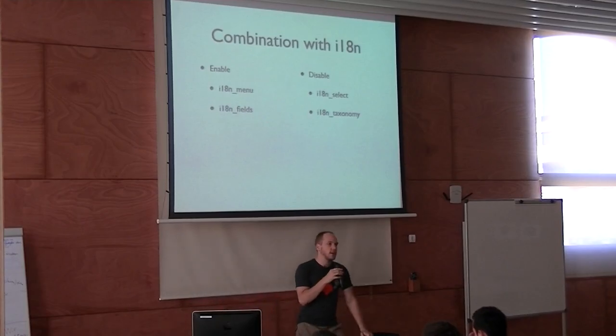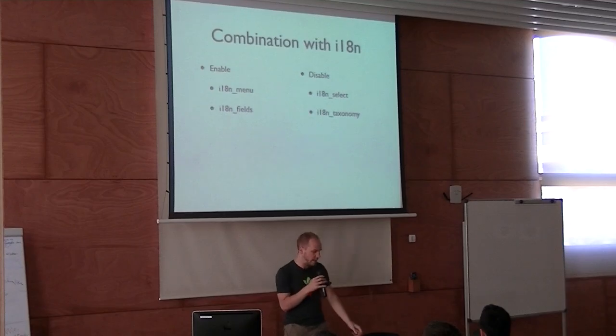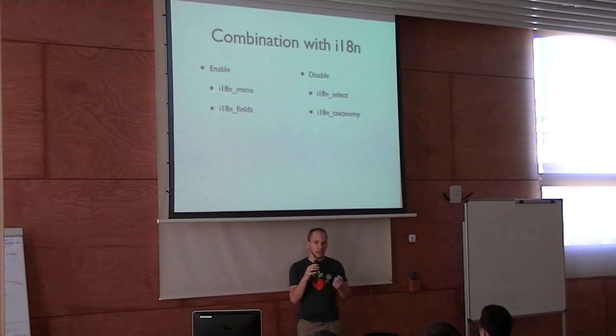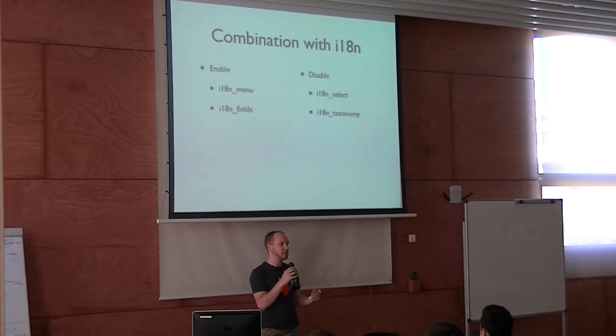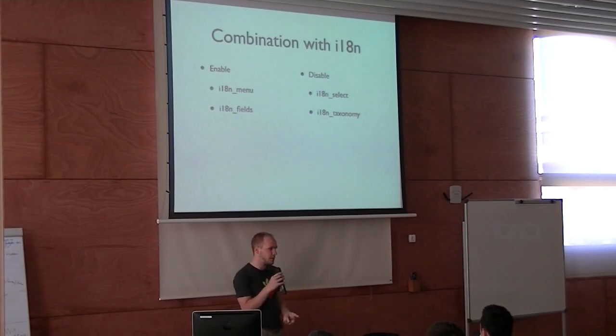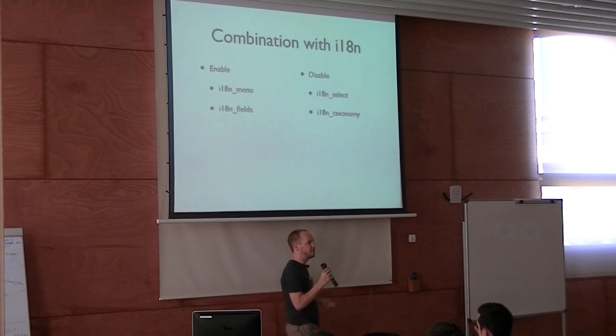So as I mentioned earlier, entity translation does not replace I18N, but there's a way that entity translation and I18N interact a little bit. Entity translation does not do anything with menus, really, so you still need I18N menu in order to be able to translate menu items. And entity translation also takes care of the content of fields, but it does not translate field information like field labels, field descriptions, and for this you still need I18N fields.